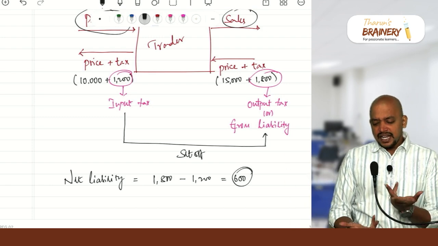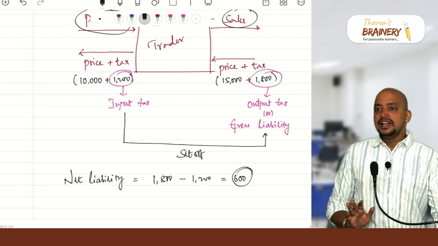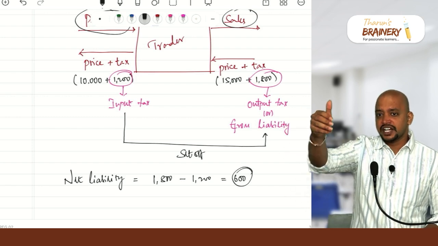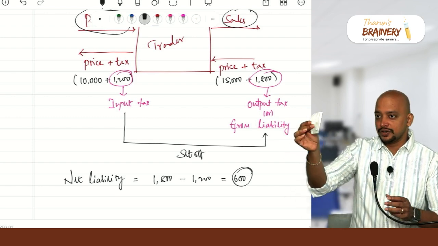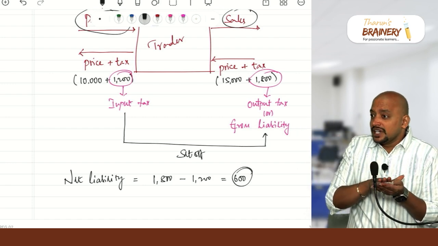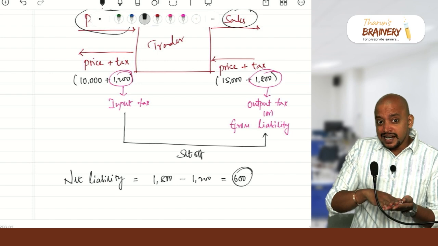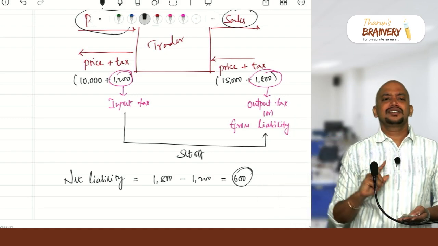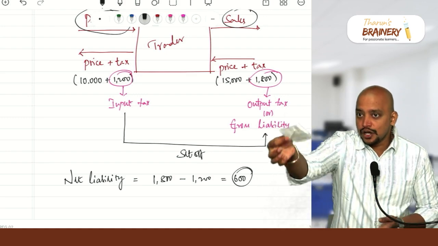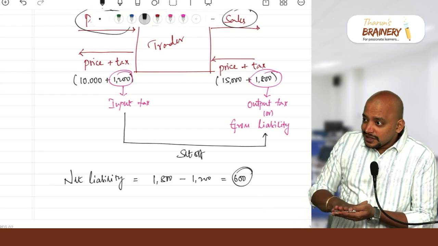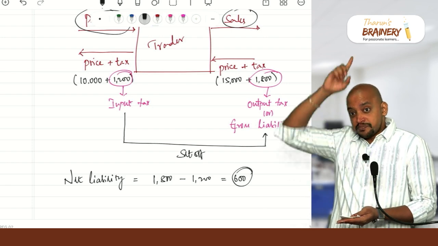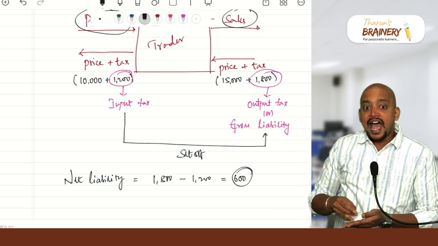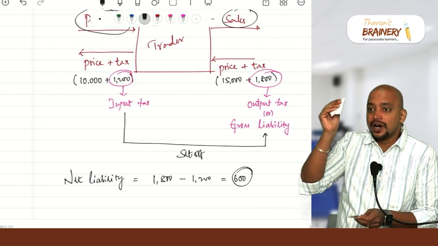Sir, but why is it like this? Simple logic here. I am collecting 1800 from you, my customer. But in this 1800, I already paid 1200 at the time of purchase to my supplier. Correct? Yes or no? So which I am recovering. So this 1200 I recovered.